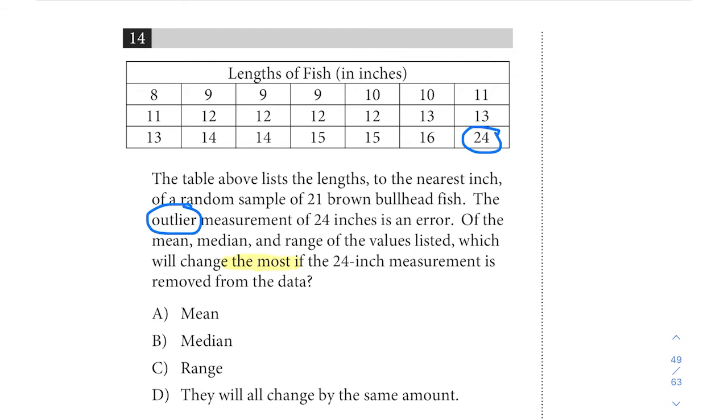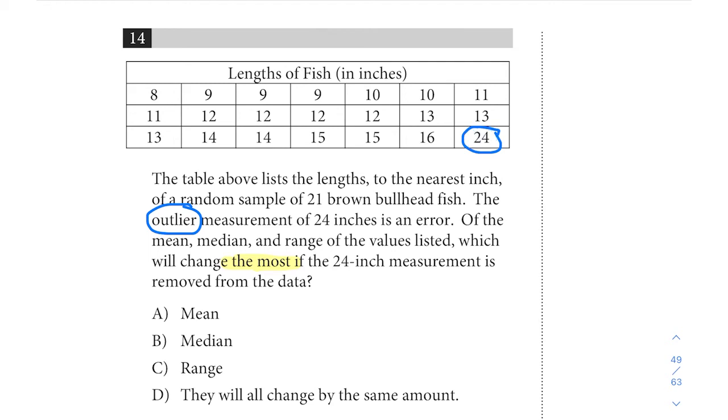Okay, so now we have to test these different values, mean, median, and range, and see which one will change the most. So what I recommend doing on these questions, so that you don't have to do exact calculations for everything, because mean here, even in a calculator section, to calculate the mean or the average, you would have to add them all up, which means even with your calculator, you're still typing in 8 plus 9 plus 9 plus 9 plus 10 plus 10 plus 11 plus 11 plus 12, and so forth. And then dividing it all by 21, and then taking out the 24, and then doing it again.